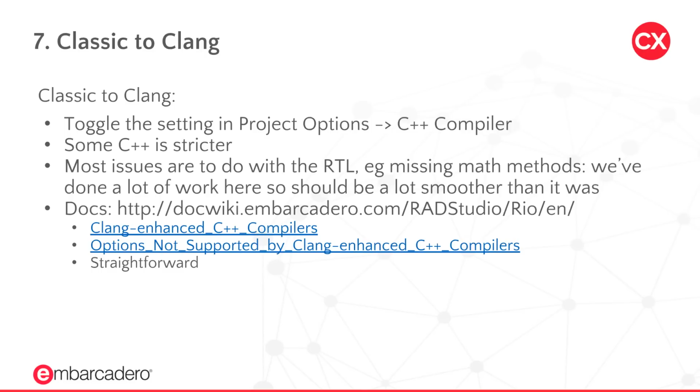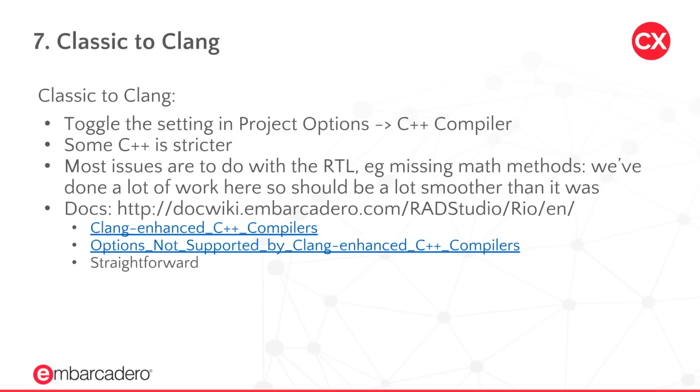The most common issues that you'll run into, especially if you tried in older versions of C++ Builder before 10.3, would be to do with the runtime library, such as missing math methods or other RTL methods. Now in 10.3 Rio, we've done a lot of work here, so it should be a lot smoother than it was. And we have some good documentation here. You can see the documentation on the screen. The main page to look up is the one on the Clang Enhanced C++ compilers. It contains a lot of info itself, and it's sort of an index page.